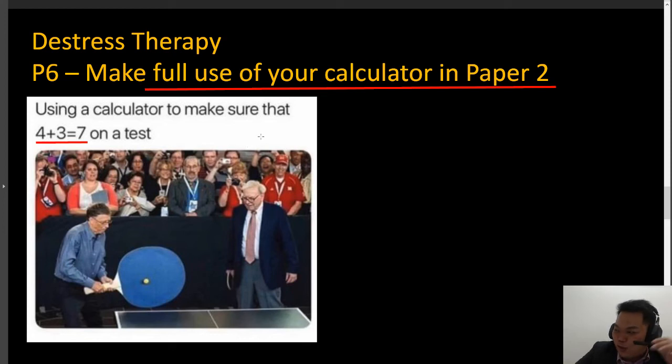No, I won't show you the old memes yet. The old memes, I'm thinking of how to connect everything together first. This is the distress therapy for P6, also some advice for them.